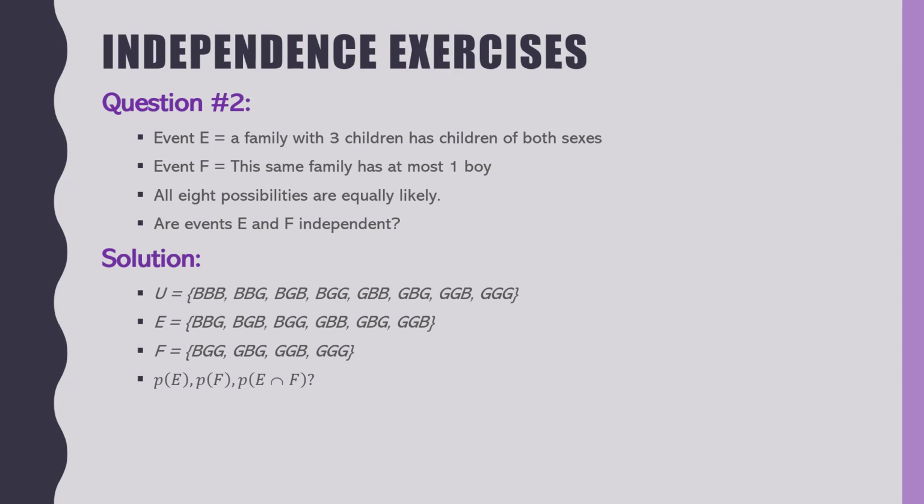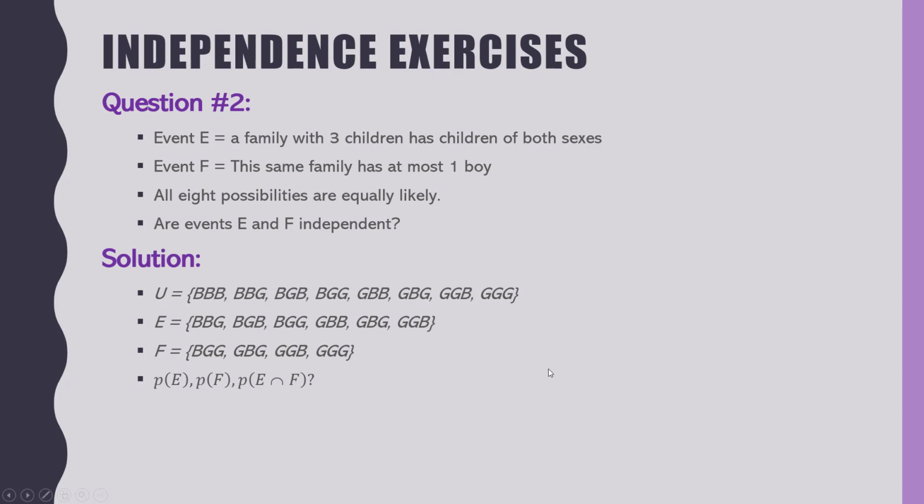Question number 2. Event E is the family has 3 children, and both sexes are included. Event F is the same family has at most 1 boy. All 8 possibilities are equally likely. Are the events E and F independent? Look at our universe. That's every possible combination there, right? Look at our event E. A family with 3 children has children of both sexes. So we've eliminated boy-boy-boy and girl-girl-girl. Yeah? Okay. Last one, F.